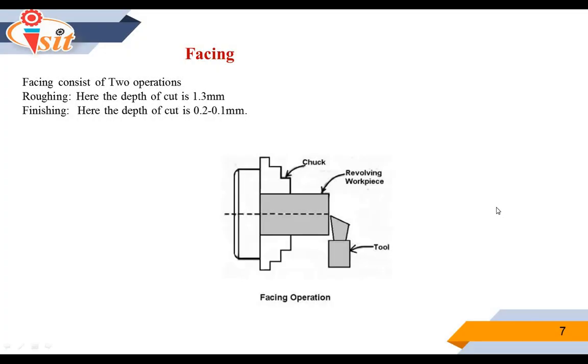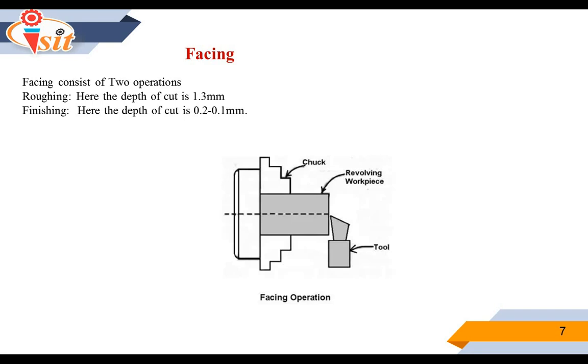Next is the facing operation. In this facing operation, you can see there is a facing tool. It is an operation of reducing the length of the workpiece. When we are required to reduce the length, we use the facing operation by feeding perpendicular to the lathe axis, producing a flat surface on the end of the workpiece.